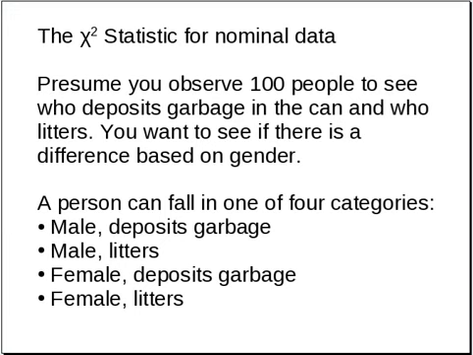Here's a brief explanation of the chi-squared statistic for nominal data. Presume that you observe 100 people to see who deposits garbage in the can and who litters, and you want to see if there's a difference based on gender.